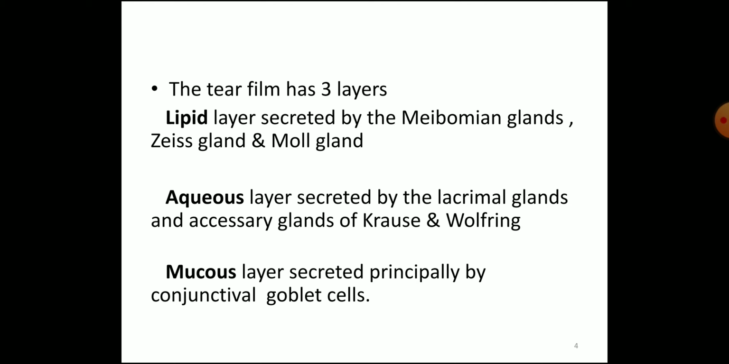Lipid layer is secreted by the meibomian glands, Zeis glands and Moll glands. Aqueous layer is secreted by the lacrimal glands and the accessory lacrimal glands of Krause and Wolfring. And the mucus layer is secreted principally by the conjunctival goblet cells. So there are three layers, and they are secreted by various glands: lipid layer by meibomian glands, Zeis glands and Moll glands, aqueous layer by the lacrimal and accessory lacrimal glands, and mucus layer by the conjunctival goblet cells.